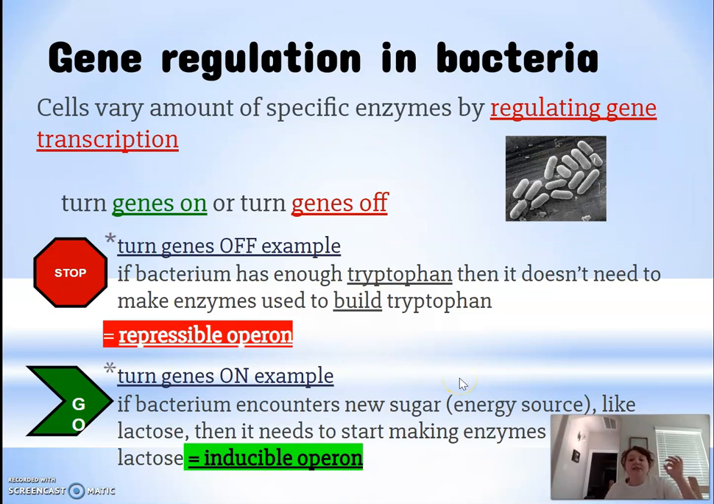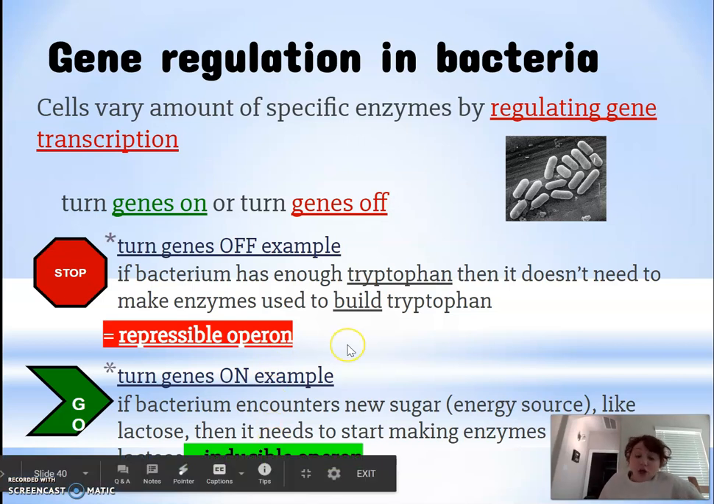So cells vary the amount of specific enzymes by regulating gene transcription. So they choose to turn genes on or turn genes off. For example, to turn genes off, if the bacterium has enough tryptophan, which is an amino acid, then it doesn't need to make enzymes used to build tryptophan. So it's called a repressible operon. Repressible means it's stopping, and then operon, the operator. Okay, think of it like that.